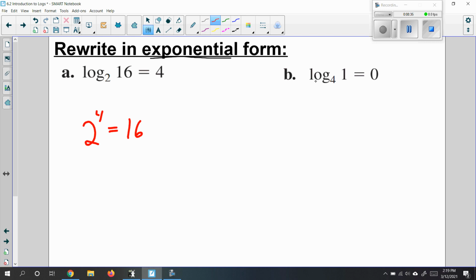Now let's look at this one. Log base 4 of 1 equals 0. To write this in exponential form, I'm first going to look at the base. The base is 4. The exponent is 0, and that's equal to 1. I know I did it correctly because 4 to the power 0 is 1.